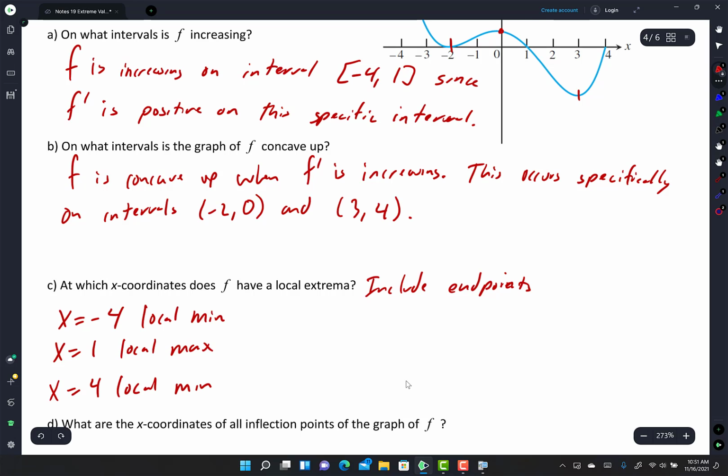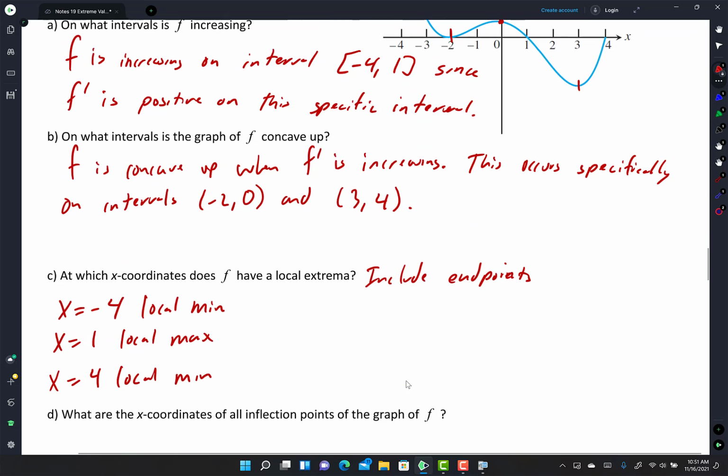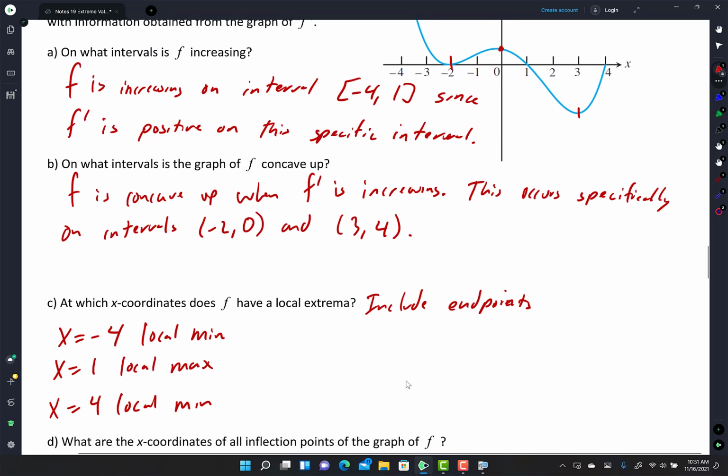We don't know enough yet about absolute, because we've got to look at area under the curves. And at -2, it's neither, because I'm going up, I have a horizontal tangent for a moment, and then I go up again. Because F prime is positive. F prime is positive means F increases.